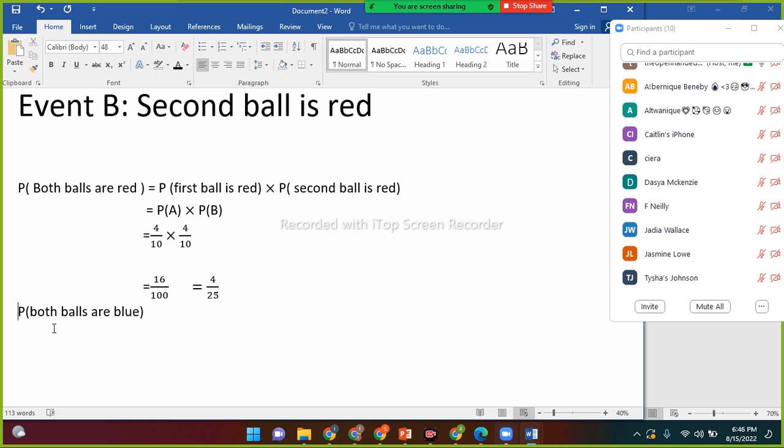Okay, so if I want the probability that both balls are blue, what must I do, Sienna? I mean, not Sienna, because Sienna can't hear me. Yeah, Sienna should be on the phone, right? Sienna, what should I do if I want the probability that both balls are blue?